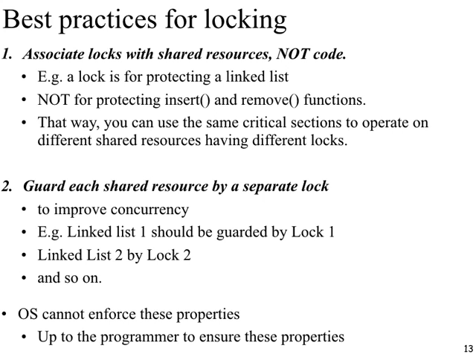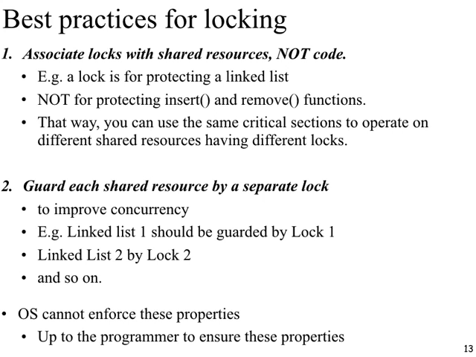The second best practice is that if you have multiple shared resources, then have a separate lock for each shared resource. So let's say you have linked list 1 and linked list 2, then you should have a separate lock for linked list 1 and another lock for linked list 2. This way, a process that only wants to operate on one shared resource can acquire only the lock related to that shared resource.